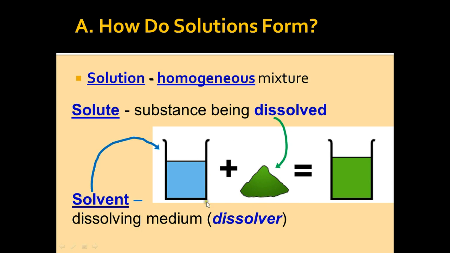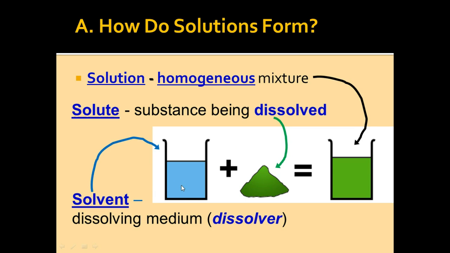So in this case, it looks like we have water and some green powder. The solute is being dissolved in this water, so the solute would be the green powder, and the solvent would be the water, because the water is what the stuff is being dissolved in.